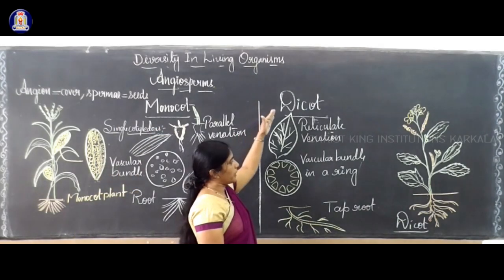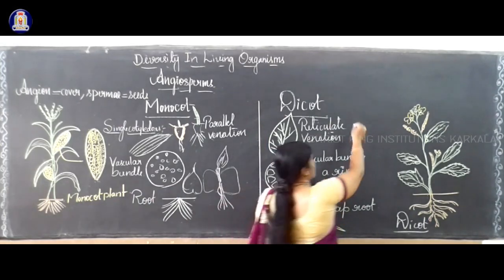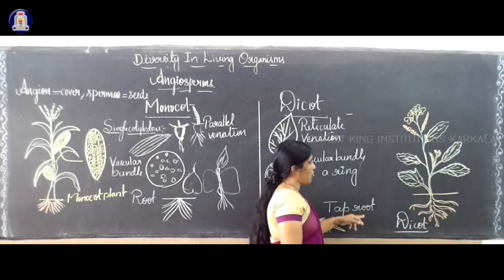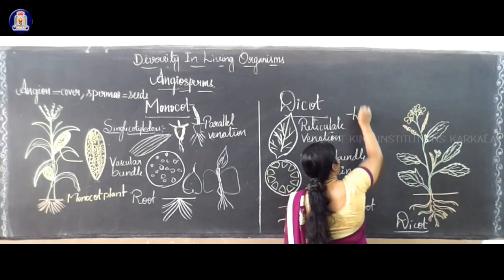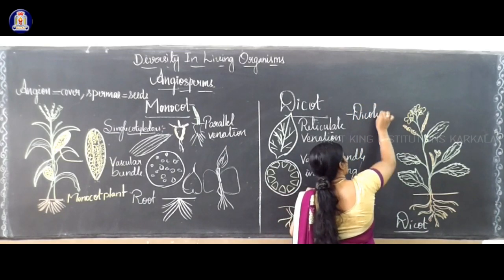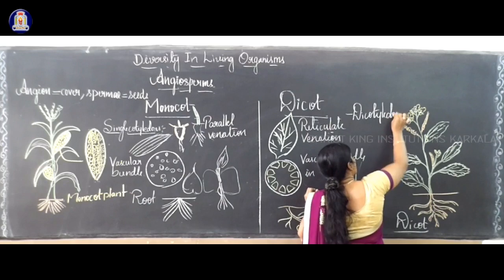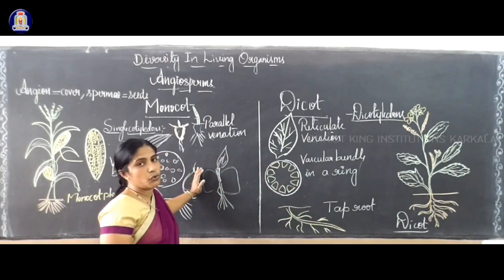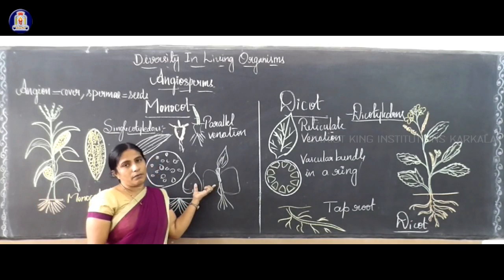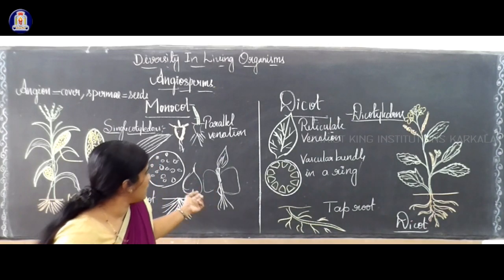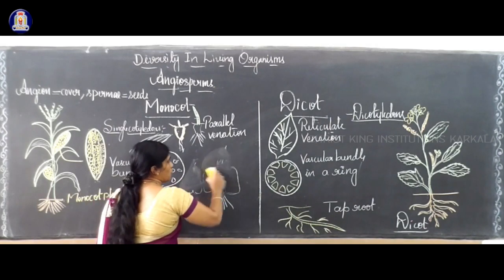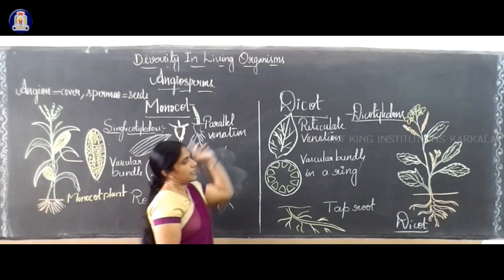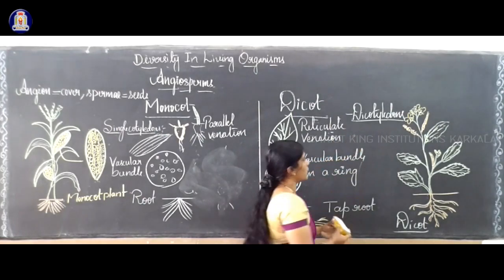But when you come to dicot, here it is, two cotyledons are present. So that's why it is called dicotyledon. Dicotyledon means, for example, if you sow the seed of gram. So I have taken the gram seed. Whether it is an example for monocot or dicot, it is an example for dicotyledon.